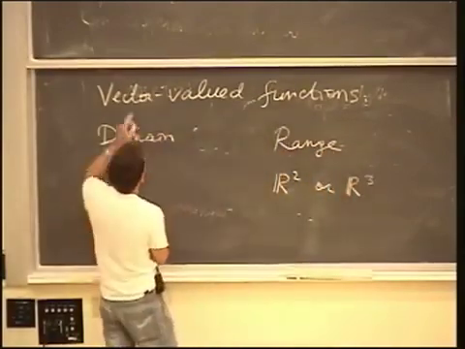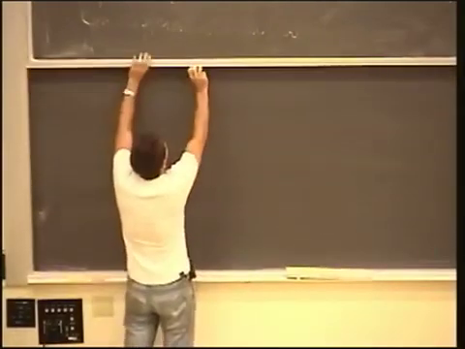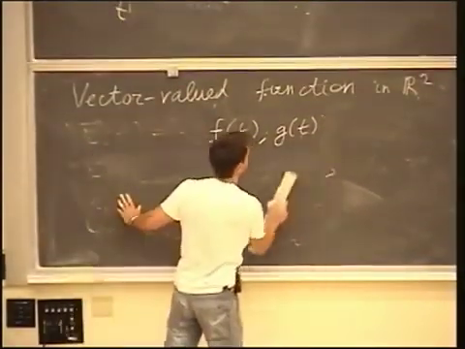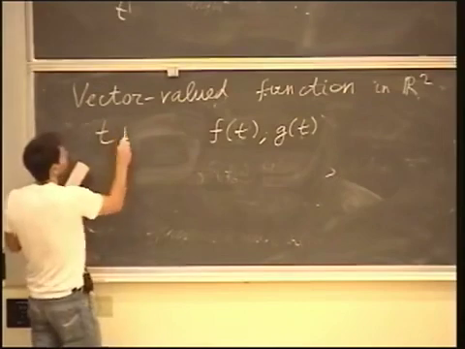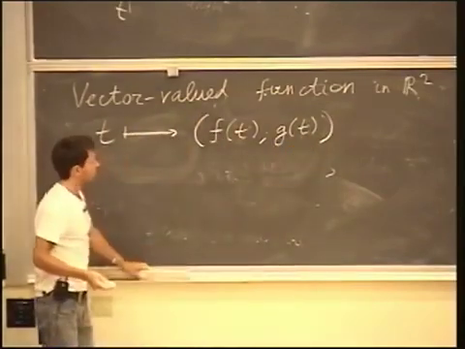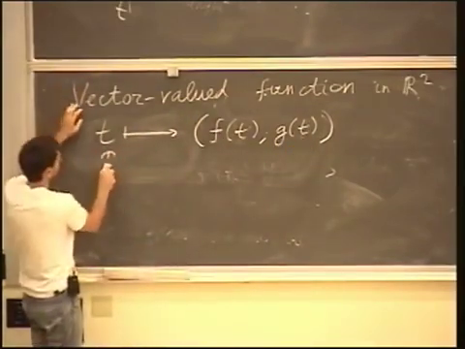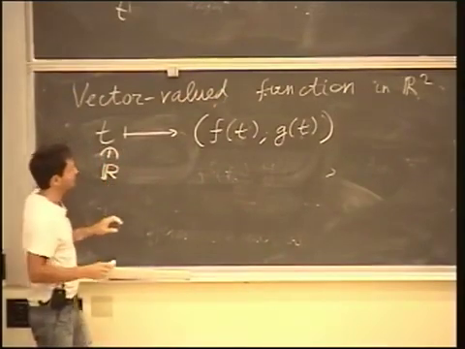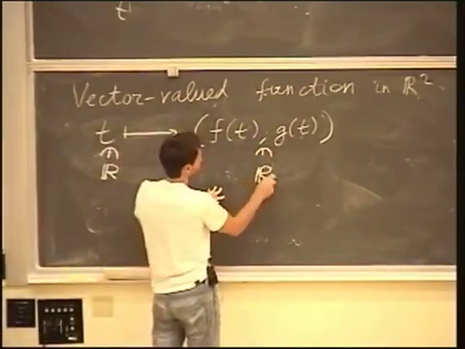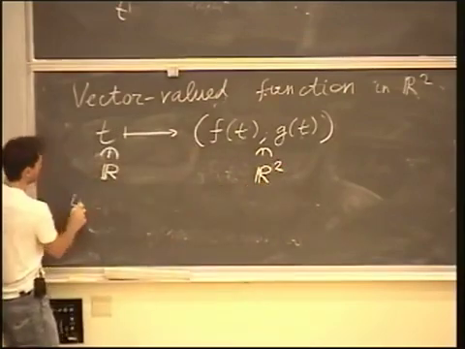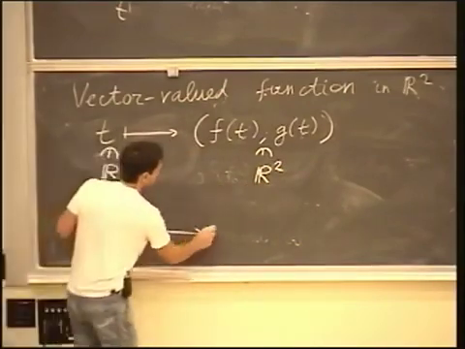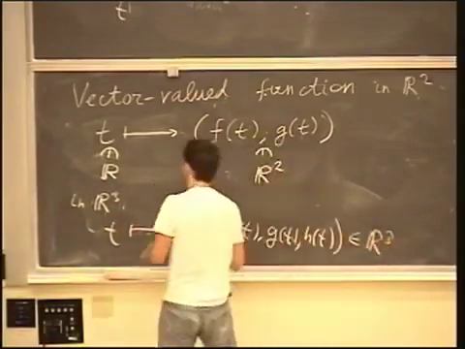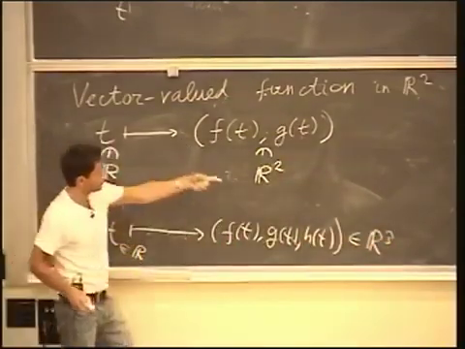So in other words, in the case of R2, you will have t going to f of t and g of t, an element of R2. And likewise, in R3, each t will go to f of t, g of t, and h of t, which is in R3. So again, a point in R will go to a point in R3.